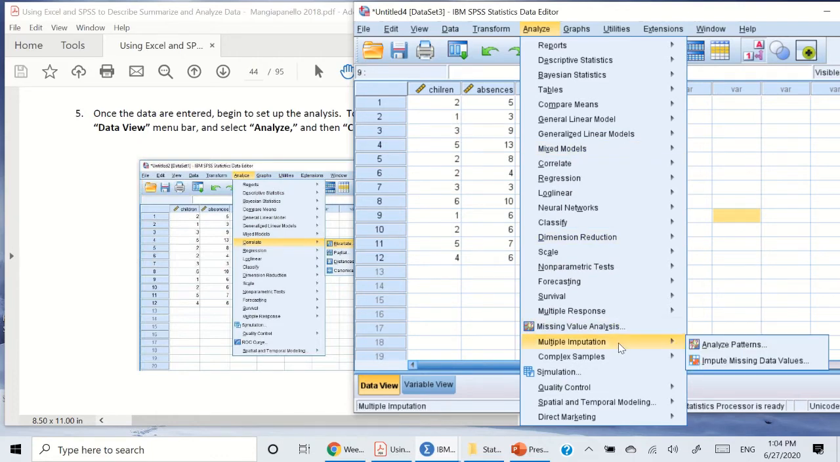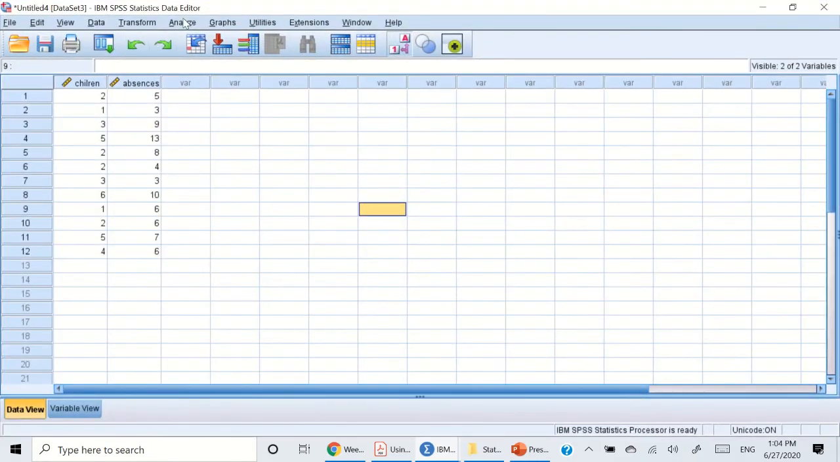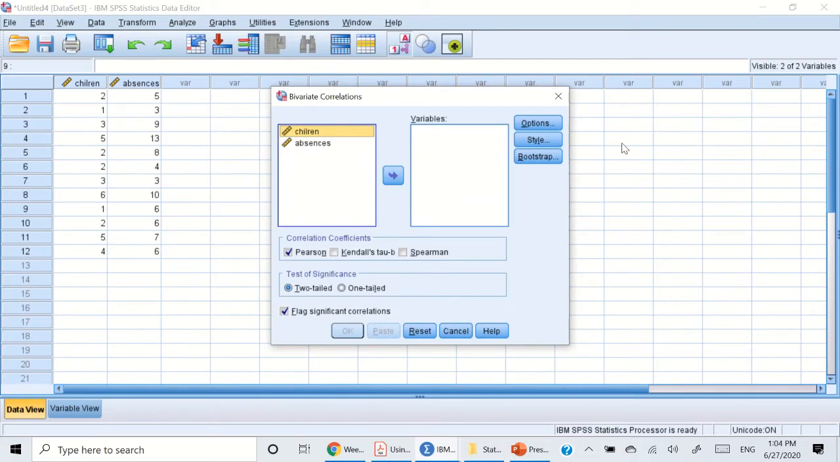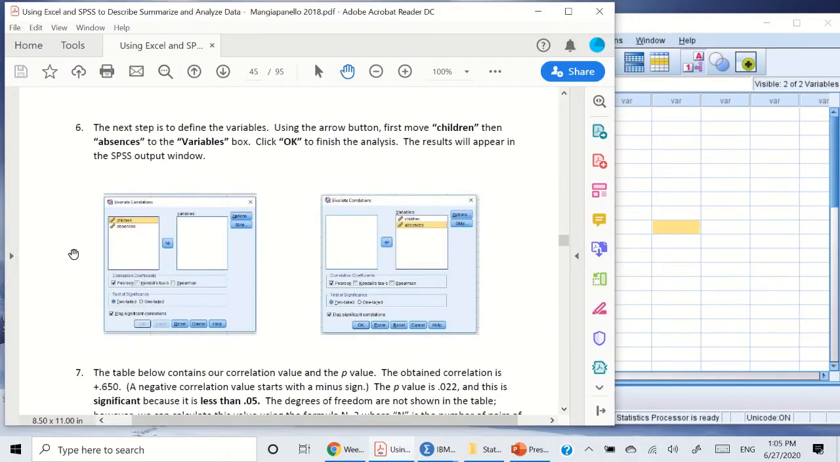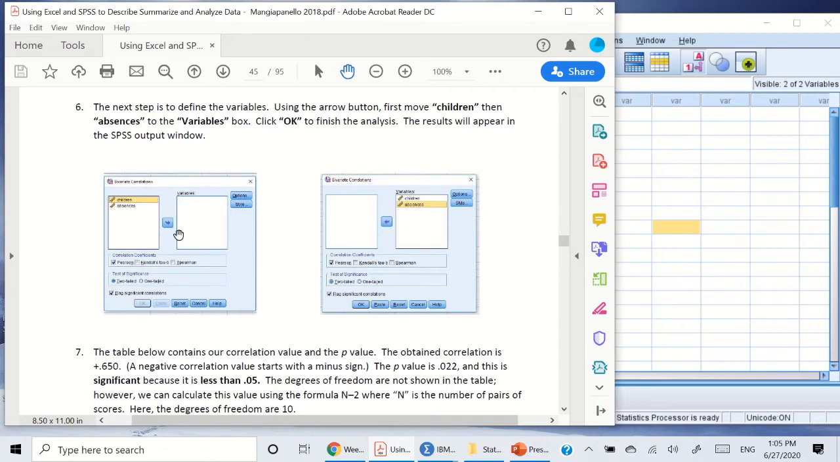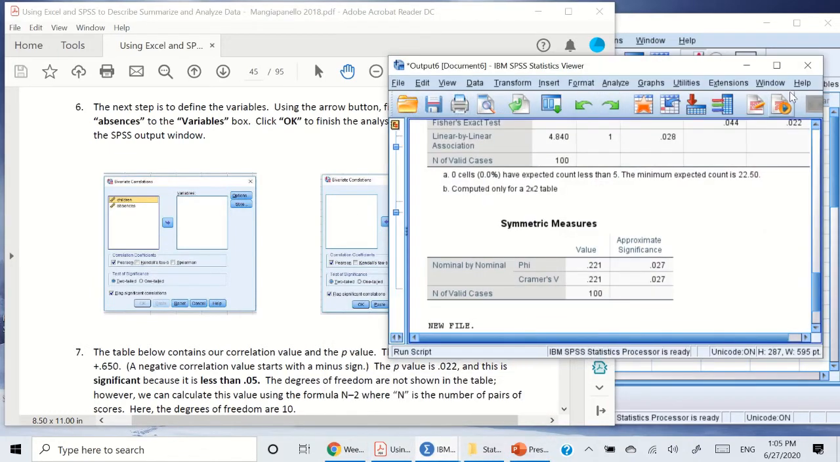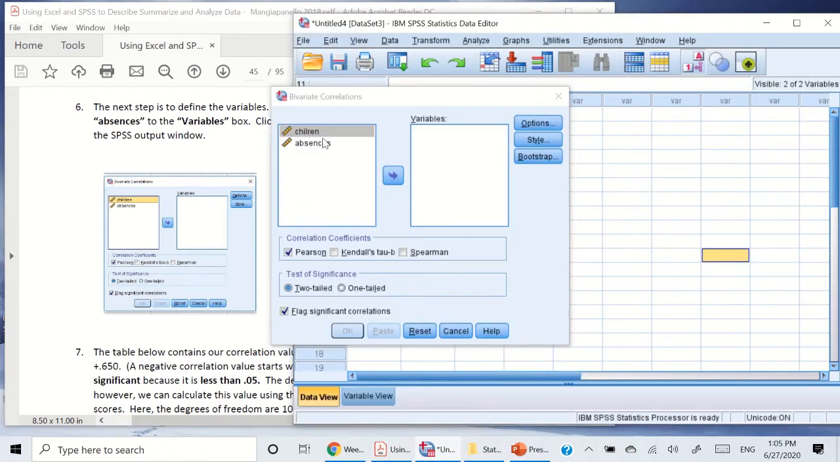Let me make this a little bit bigger. Analyze, correlate, bivariate. Okay, now what's next? So we are putting both of them in that box. No, that was lecture. Sorry about that. So you just put both of them in there.